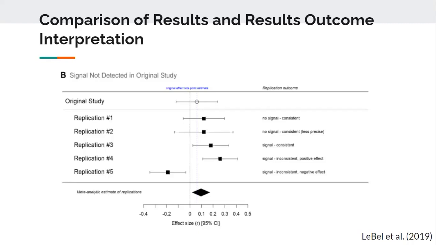Signal inconsistent positive effect means that the replication CIs do not include 0, and the replication CIs do not include the original effect size. So you can see it's larger, it's a positive effect. Finally, signal inconsistent negative effect means that the replication CIs do not include the original effect size.